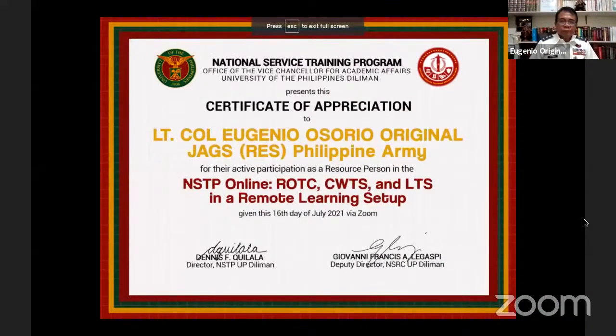At this point, we would like to present a certificate of appreciation for your presentation. The certificate reads, the National Service Training Program, Office of the Vice Chancellor for Academic Affairs, University of the Philippines Diliman presents this certificate of appreciation to Lieutenant Colonel Eugenio Osorio Original, JAGS, a Reserve Philippine Army, for their active participation as a resource person in the NSTP Online, ROTC, CWTS, and LTS in a remote learning setup. Given the 16th day of July 2021 via Zoom, signed Dennis F. Kilala, Director, NSTP UP Diliman, and Giovanni Francis A. Legaspi, Deputy Director, NSRC UP Diliman.